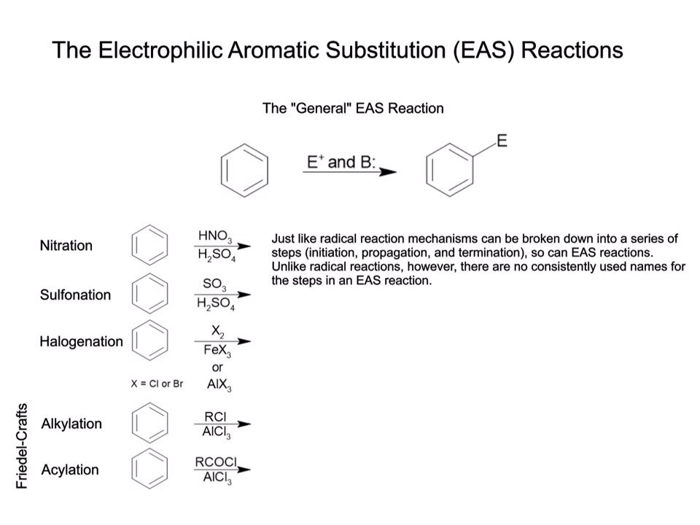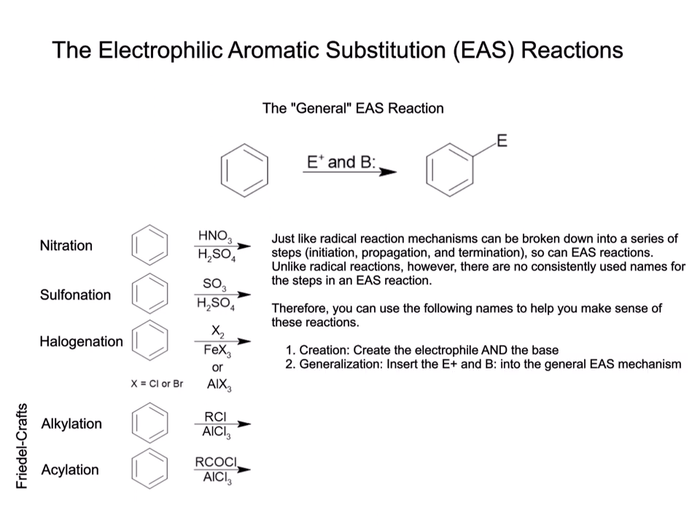Just like radical reaction mechanisms can be broken down into a series of steps, initiation, propagation, and termination, so can EAS reactions. Unlike those radical reactions, however, there are no consistently used names for the steps in an EAS reaction. So, like a great teacher, I decided to make up my own names. That way it can help you keep track of and make sense of how these reactions work. So I call the first step creation, and that's where we create the electrophile and the base. And I call the second step generalization. This is when we insert that electrophile and the base into that general EAS mechanism.